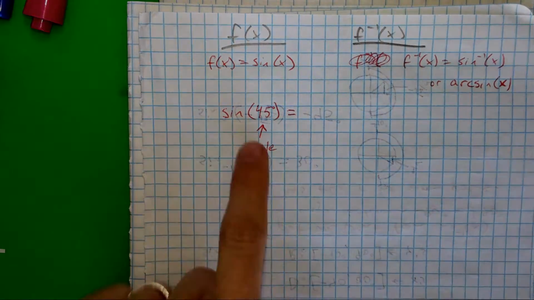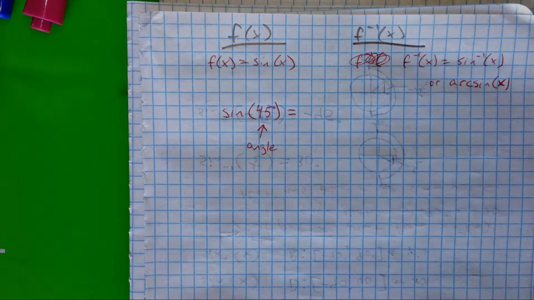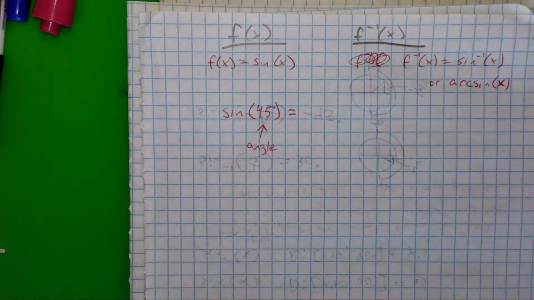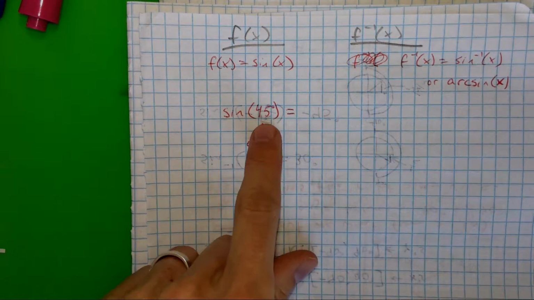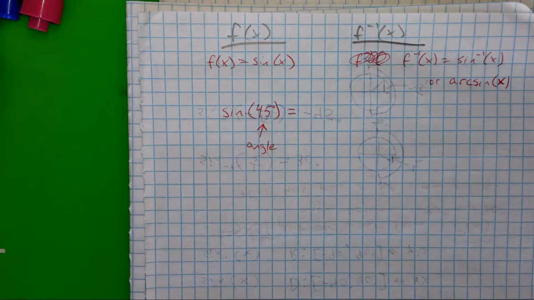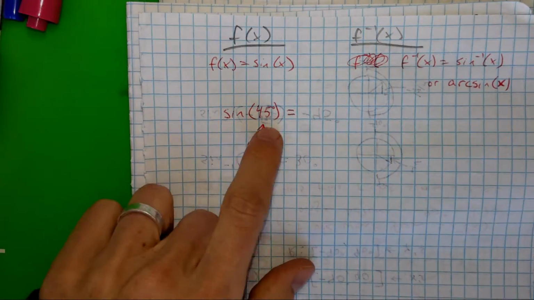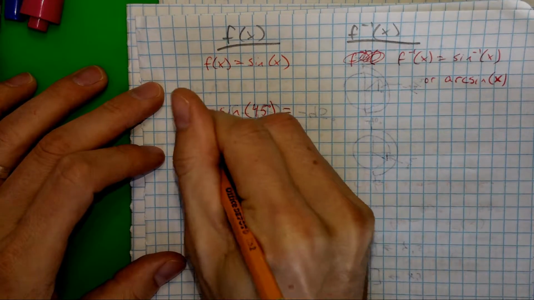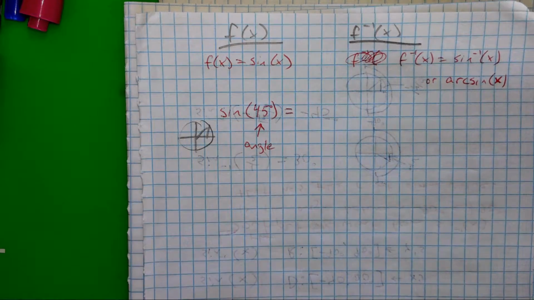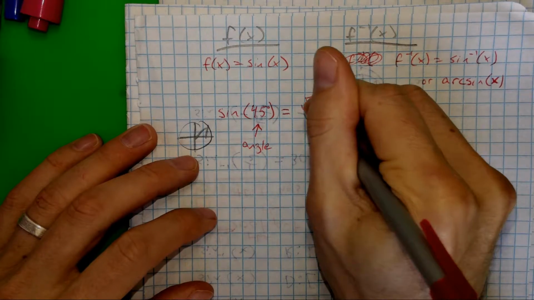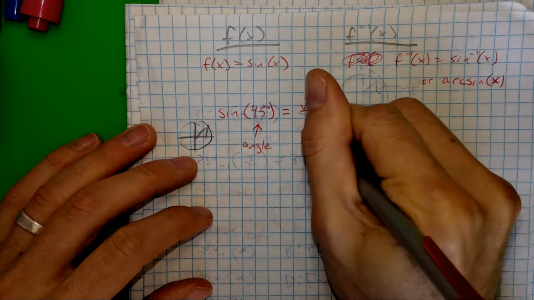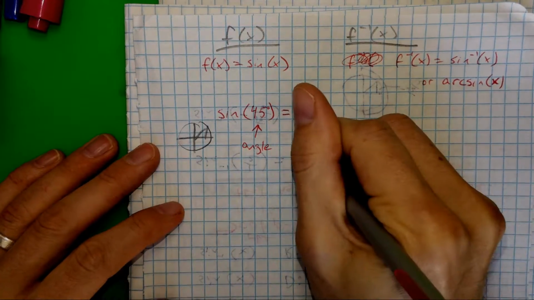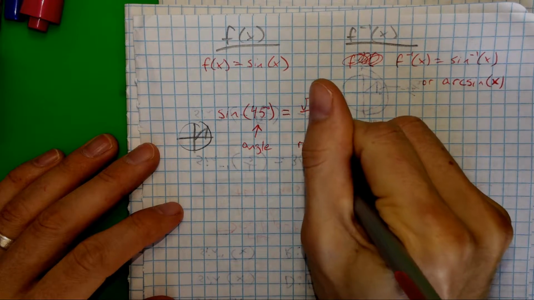So your angle is an input, and then your output is going to be either some fraction if it's one of these nice pretty angles, or at least some decimal. It's going to be a ratio of some sort. So what would the sine of 45 degrees be? Yeah, square root of 2 over 2. And I'll usually refer to this as the ratio or the sine value.